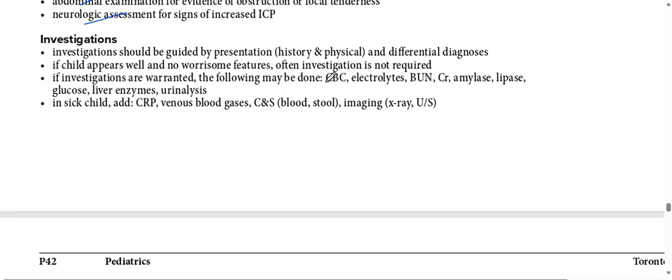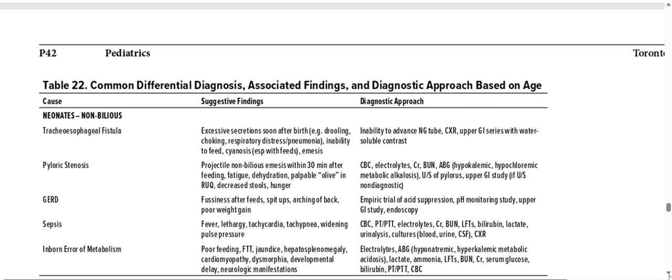We have to do a certain list of investigations: CBC, electrolytes, urea, creatinine, amylase and lipase. Amylase and lipase are basically pancreatic enzymes. Also glucose, liver enzymes, and urine analysis. In a sick child, add CRP, inflammatory markers, venous blood gases, culture and sensitivity of blood and stool, and imaging: X-ray, ultrasound. So all these are the lab investigations we need to perform.